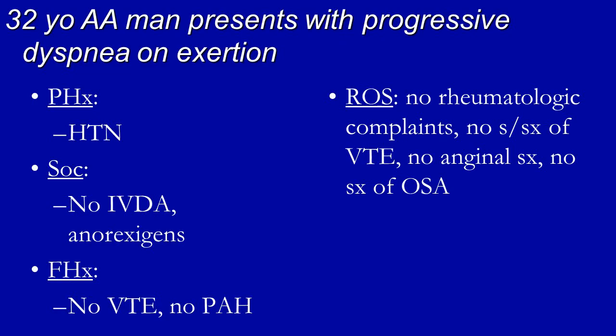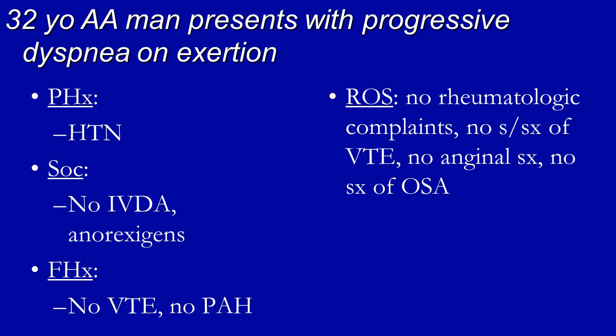I learn best when I talk about patients that I've seen before, and so I'm going to take that approach. This is a gentleman that I saw a number of years ago. He was 32 years old when he came to me. He worked for UPS, and he noticed that it was getting harder and harder to keep up with his route. He had progressive dyspnea. He had some essential hypertension that was well controlled with medications.